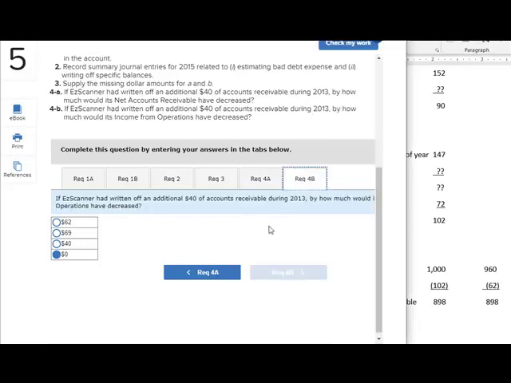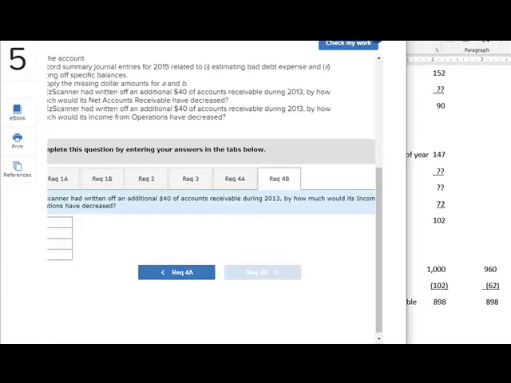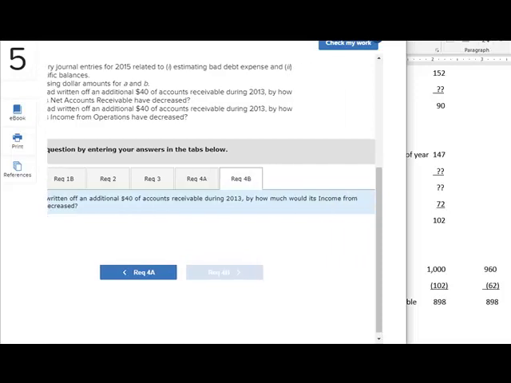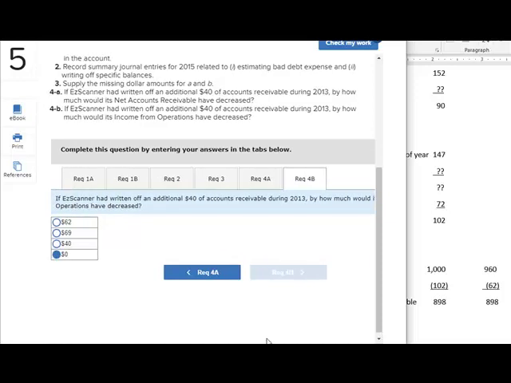And then finally, last question here in 4B, it's asking if we had that $40 additional write-off, by how much would income from operations decreased? And again, the answer is 0, because the writing off of an accounts receivable does not have an income statement impact. Remember, we're debiting the allowance account, crediting accounts receivable, both of which are balance sheet accounts. So no change to income from operations as a result of an additional write-off.